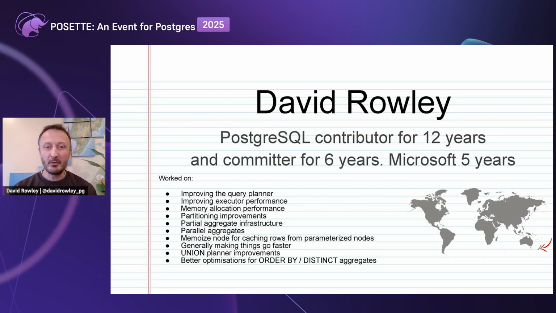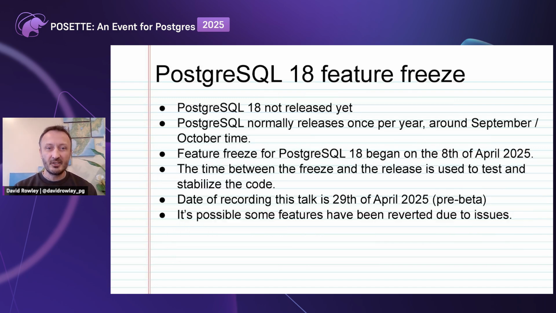Just a little bit about me before we start. I've been working on Postgres for about 12 years now, full time. And for 6 of those years, I've been a Postgres committer. I mostly work on performance related features. Quite often that's inside the query planner itself, and sometimes more general performance improvements, and quite often execution performance improvements.